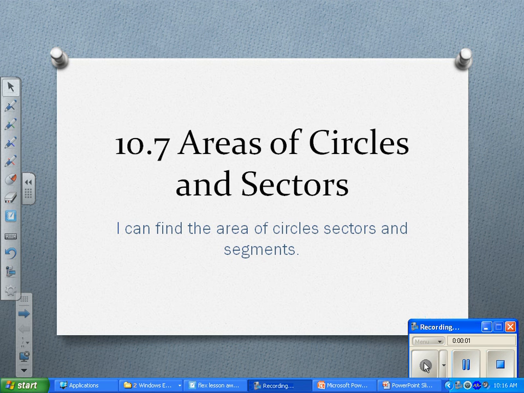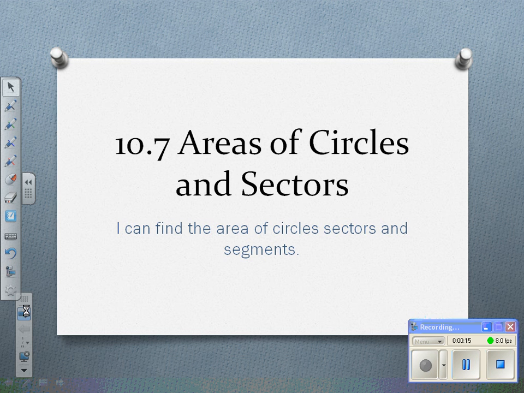Okay, second day of the grand experiment. So let's go ahead. Yesterday we talked about circumference and arc length. Today we're going to talk about the area of circles and the area of sectors and segments. Okay. So let's go ahead and get started.